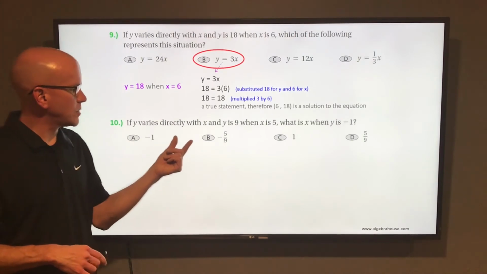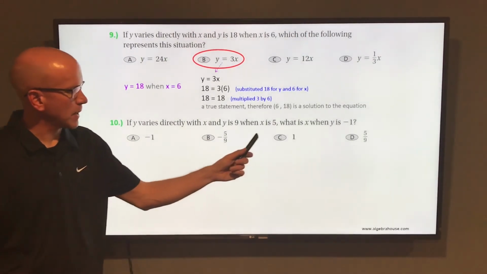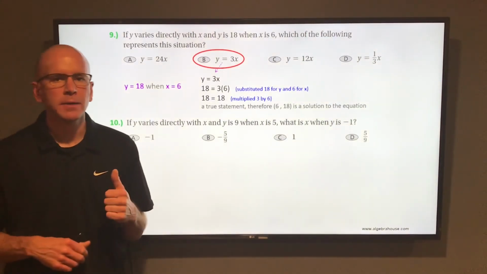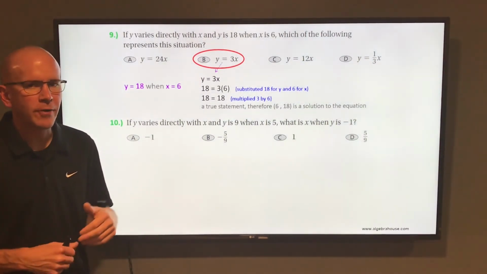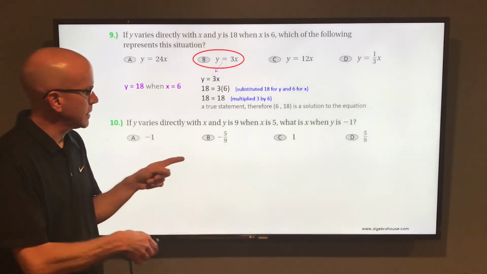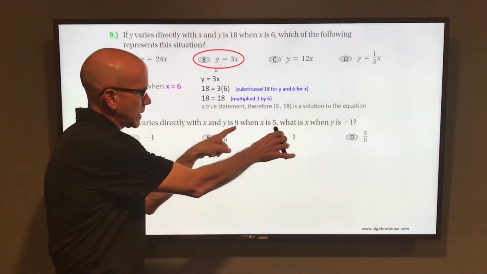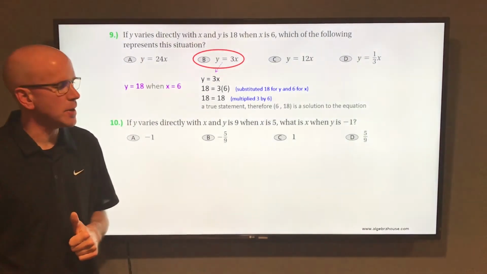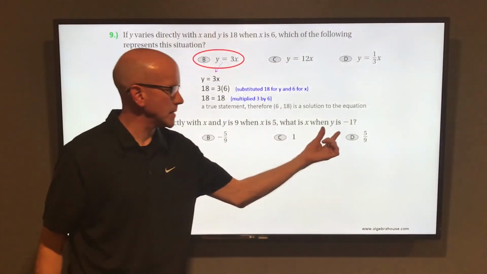If y varies directly with x and y is 9 when x is 5, what is x when y is negative 1? You can do this two ways now. A couple of problems ago, we were finding k first. You could do that. To find k, divide y by x. Y divided by x, or 9 divided by 5 here, that's the constant of variation. You could apply that then to this.